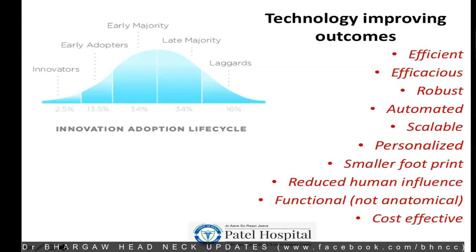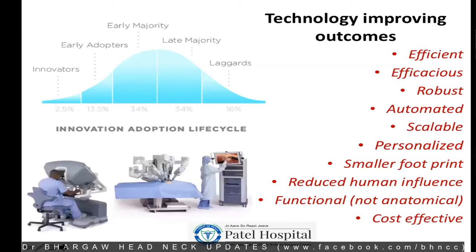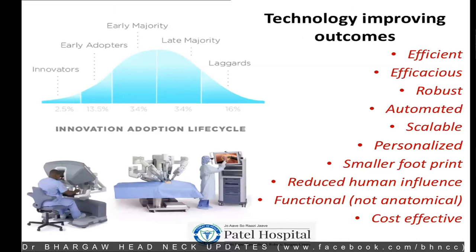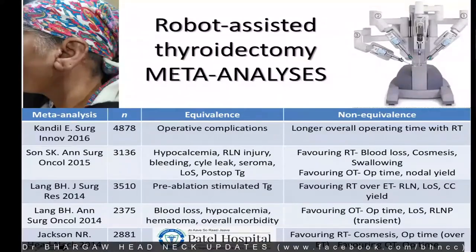If you think some technology makes sense, and this is a nice thing that I got from non-medical literature, more technological, from a symposium that I attended, any technology that improves outcomes should be efficient, efficacious, robust, automated, scalable, personalized. A small footprint doesn't really apply to the Da Vinci, but the technology should be functional. And again, cost effective is a caveat, which we'll have to take with a pinch of salt, but we'll talk about how we've been subsidizing with the robot. Remember, there is something to compare.